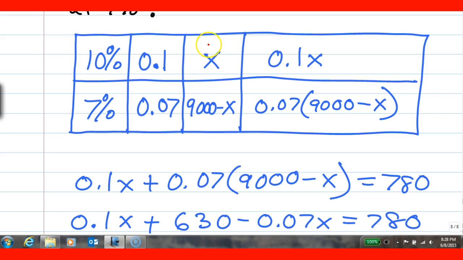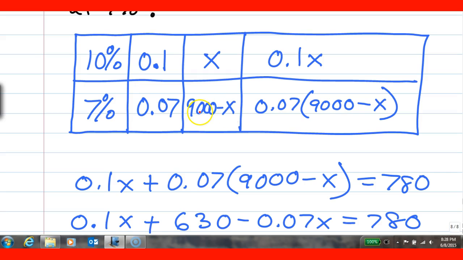From here, now I'm going to look at what he invested into each account. So he had $9,000 to invest. And it doesn't matter at this point which one you pick on. I'm going to pick on the 10%. I'm just going to say that I invested X amount into 10%. That means that his $9,000 initially, minus whatever that X amount is that he put in the 10, is what would be left for the 7%.